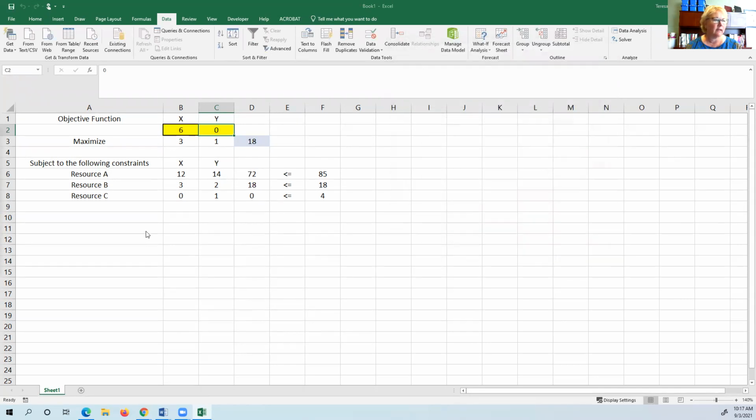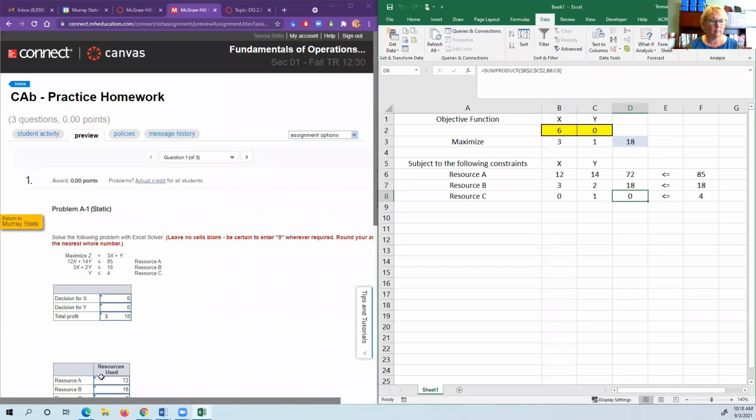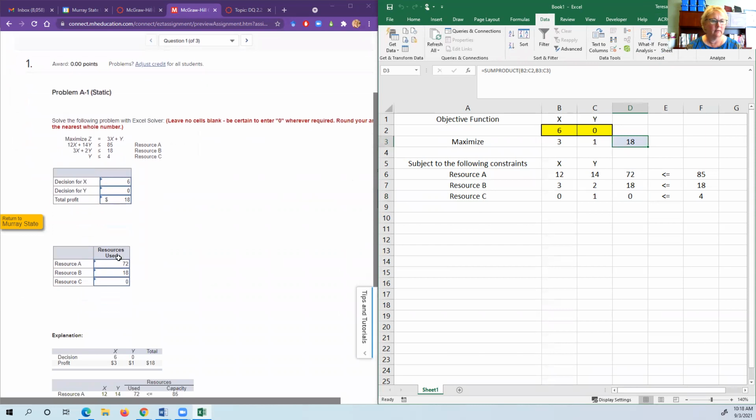And when I hit solve, it comes back and asks, do I want to keep this solution? I'm going to say okay. So it tells me I'm going to make 6 X's, 0 Y's. I'm going to use 72 of resource A, 18 of resource B, and 0 of resource C. Now let's check that against 6, 0, and $18 of profit. That looks right. I'm going to use 72, 18, and 0. That comes from these 3, right? So it looks like we've done it correctly.